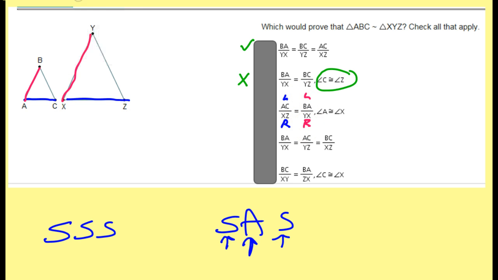So the angle needs to be the included angle. It needs to be A and X. A and X. Ding, ding, ding. So this is good. That's side, angle, side similarity. So that would work as well. Okay, let's do it again.